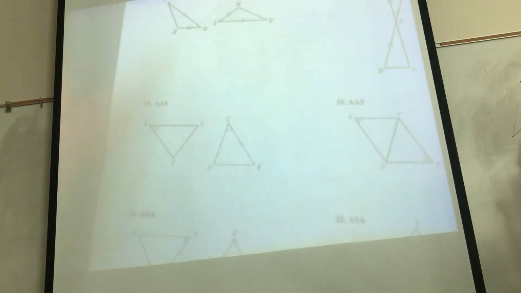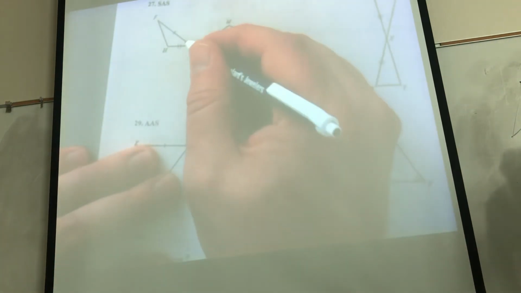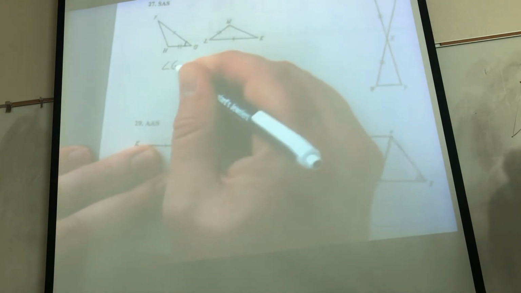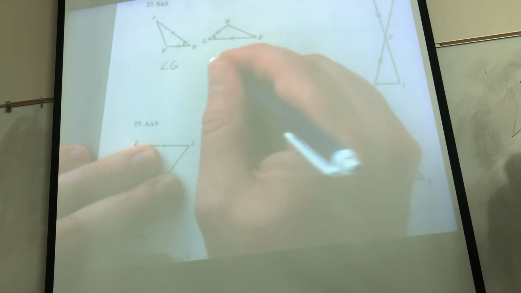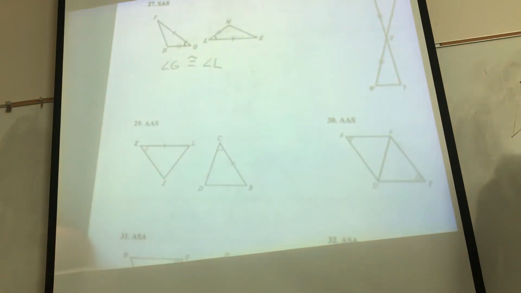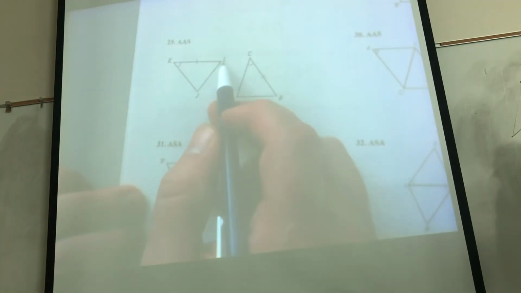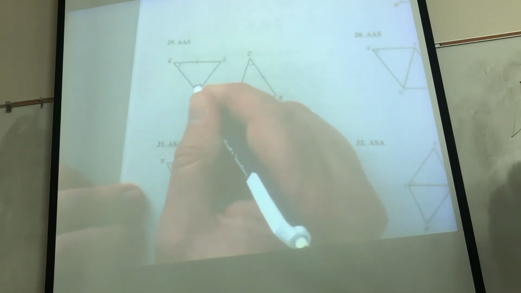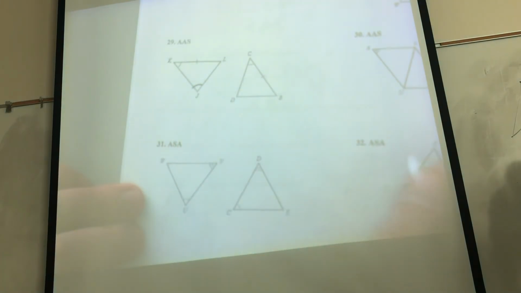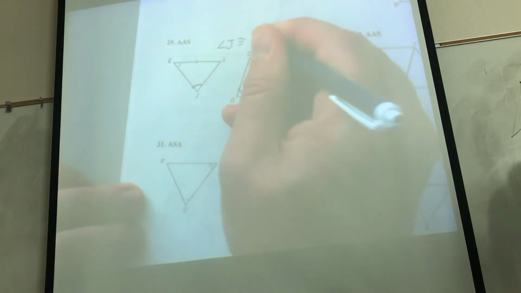Side, angle, side, remember it needs to be the angle in between those two sides, or the angle formed by those two sides. So this is angle G and angle L. I'm looking for an angle, side. Here's an angle, side. It can't be angle L here, because that would give us angle, side, angle. It has to be angle J on this one, which means it has to be angle D here. Angle J is congruent to angle D.